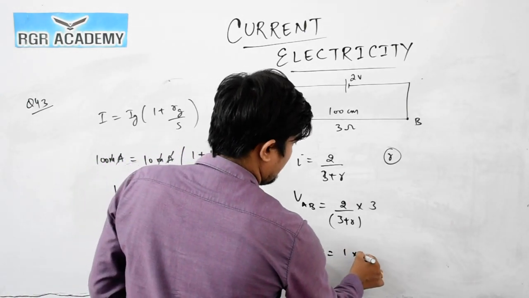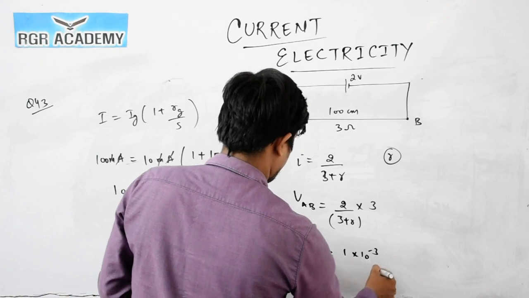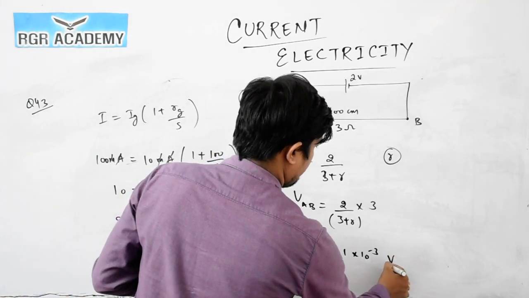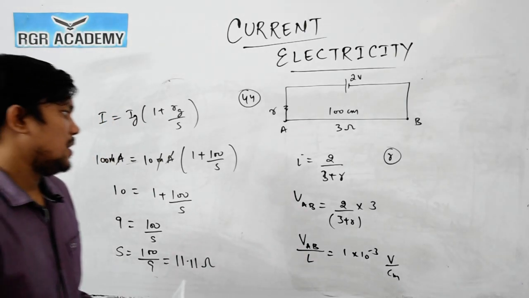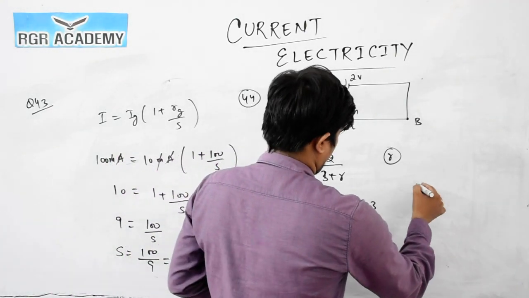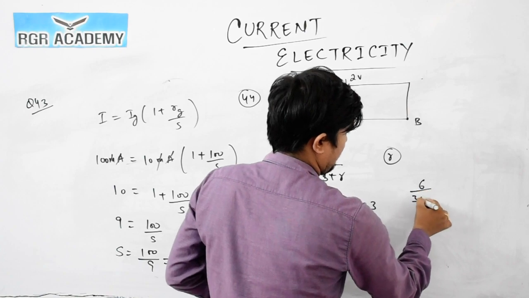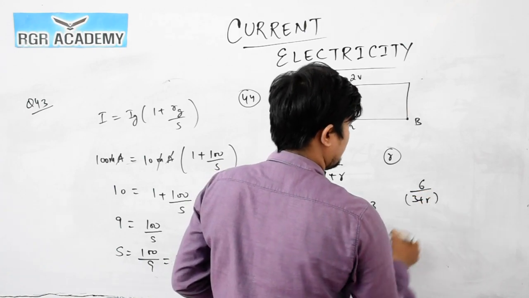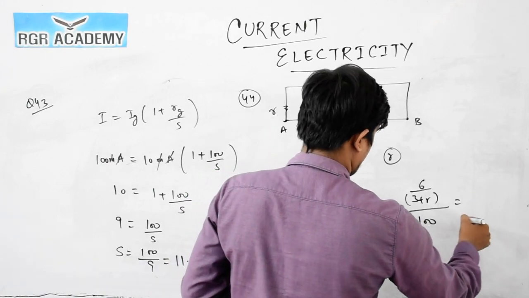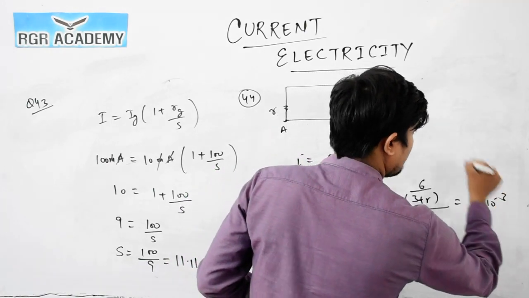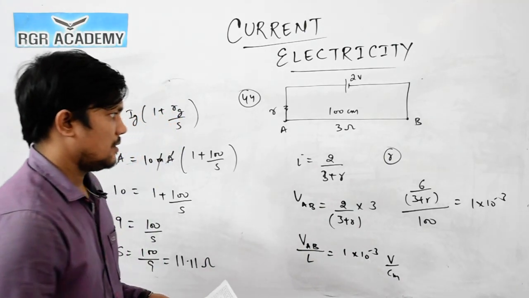1 into 10 to the power minus 3 millivolt per centimeter. Okay, so actually what they have given, 6 by 3 plus R, divided by what is the length? 100. It should be equal to how much? 1 into 10 to the power minus 3. So this we have to solve.